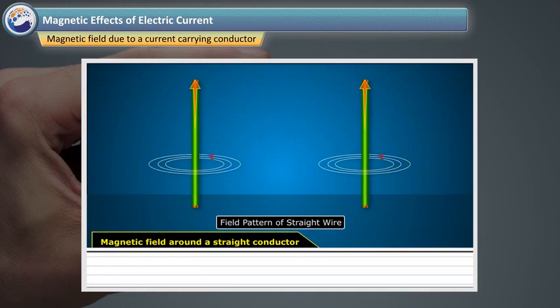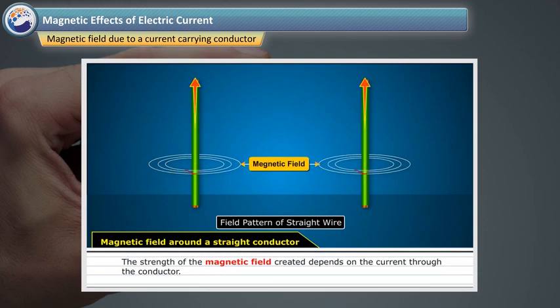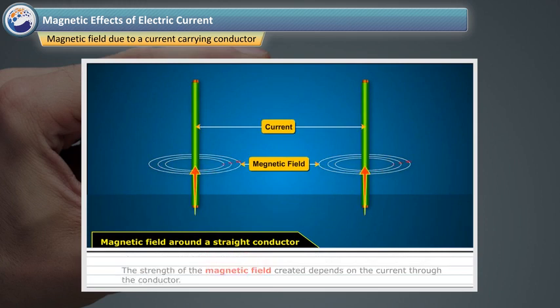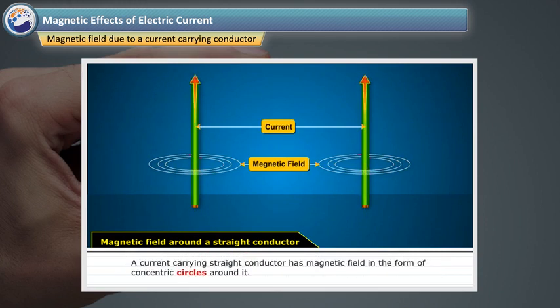Magnetic field around a straight conductor. The strength of the magnetic field created depends on the current through the conductor. A current-carrying straight conductor has a magnetic field in the form of concentric circles around it. The magnetic field of a current-carrying straight conductor can be shown by magnetic field lines. The direction of the magnetic field through a current-carrying conductor depends upon the direction of flow of electric current. The direction of the magnetic field gets reversed in case of a change in the direction of electric current.